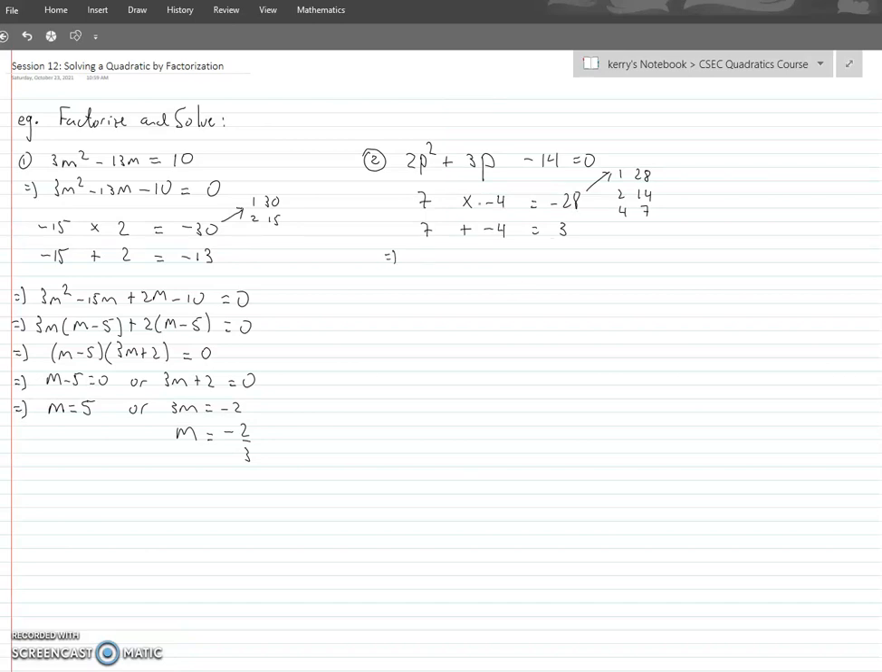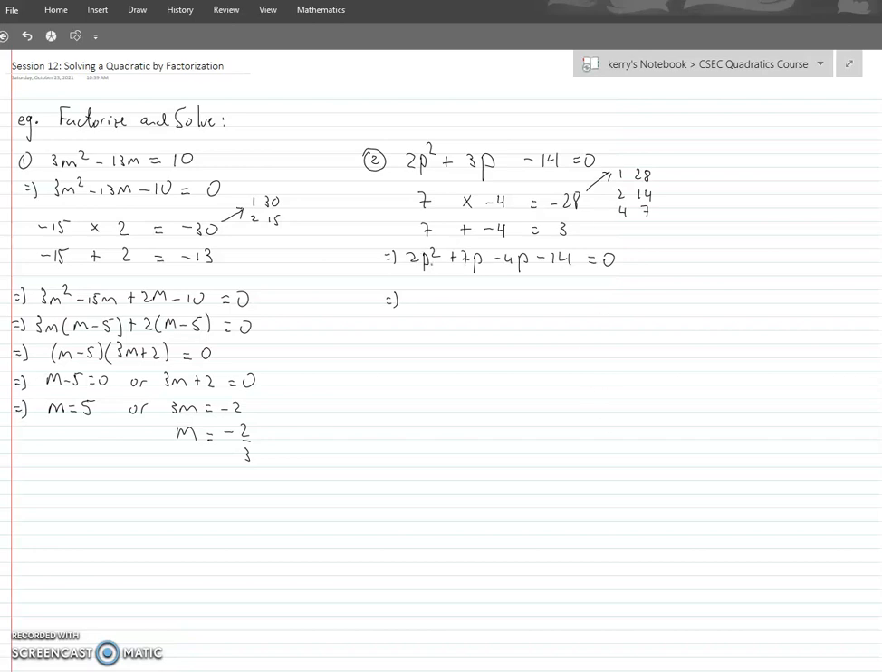So you take your 3p and you break it up into these two numbers. It becomes 2p squared plus 7p minus 4p minus 14 is equal to 0. Don't leave out the equal to 0. If your question starts with equal to something, it has to continue. It means it is an equation.